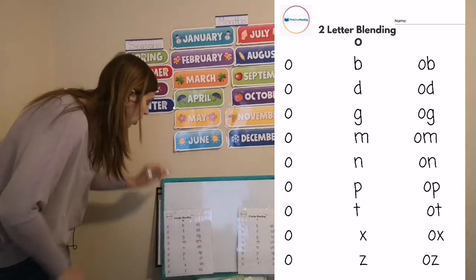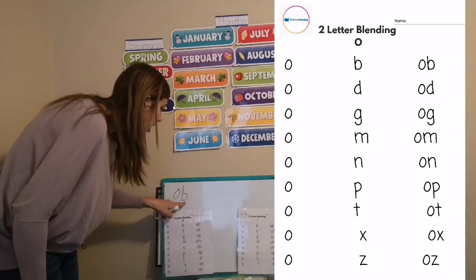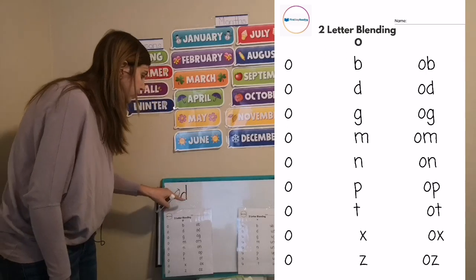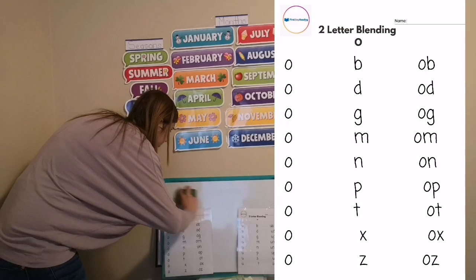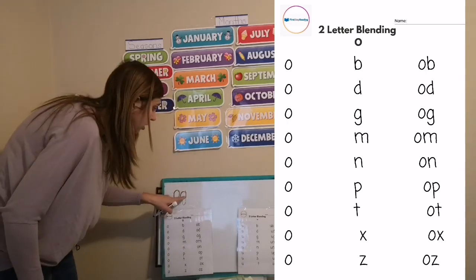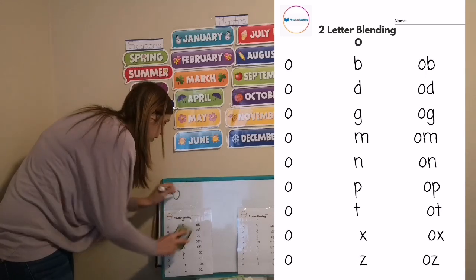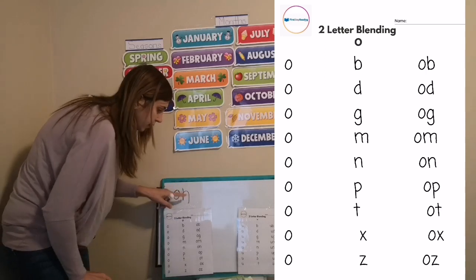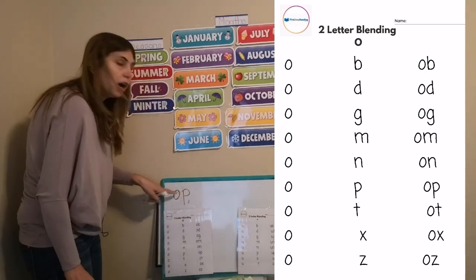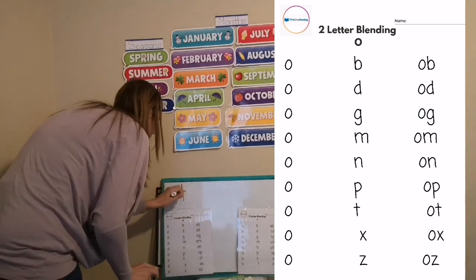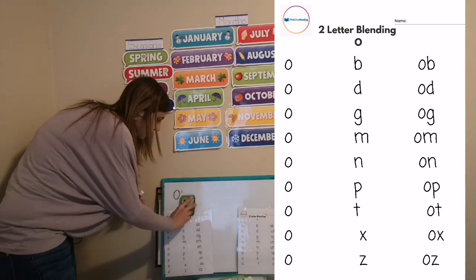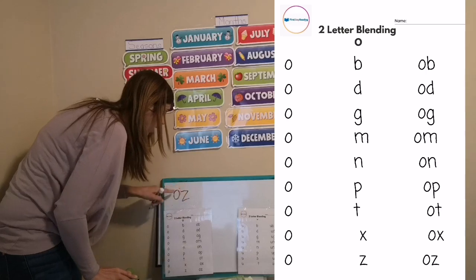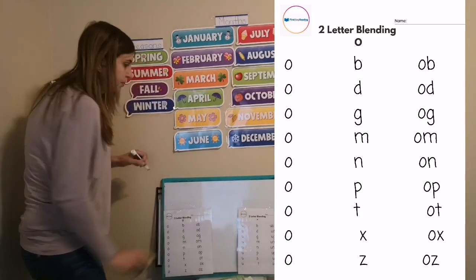So we have O-B, which says ob. Then we have O-D, which is odd. Then we have O-G, which is og. Then we have O-M, then O-N, which is on. Then O-P, which is op. Then O-T, which is ot. O-X, ox. And O-Z, which is oz. So practice blending them together.